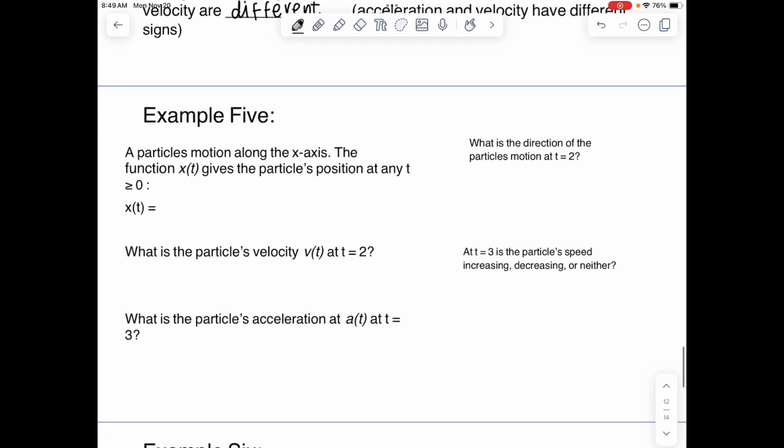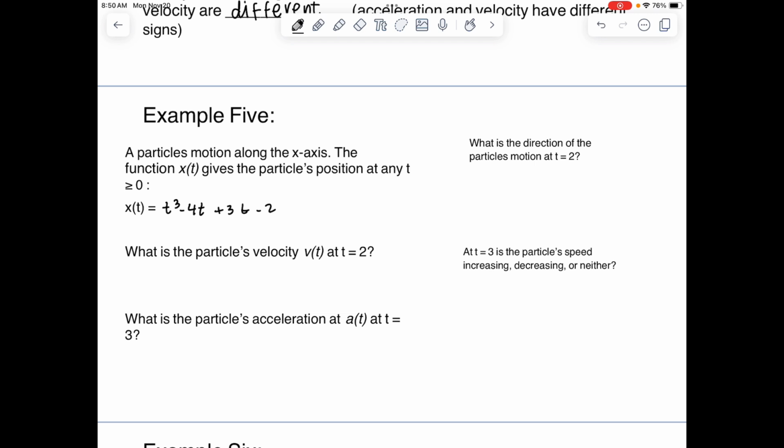So we're going to do a couple examples real quick, and then we're almost done. This says a particle moves along the x-axis. The function gives the particle's position at any time that's greater than or equal to 0. You're going to see that on a lot of these problems because it doesn't really make sense for time to be less than 0. So a lot of times it's going to say t is greater than or equal to 0. So this is the function, and then we just have a bunch of questions.